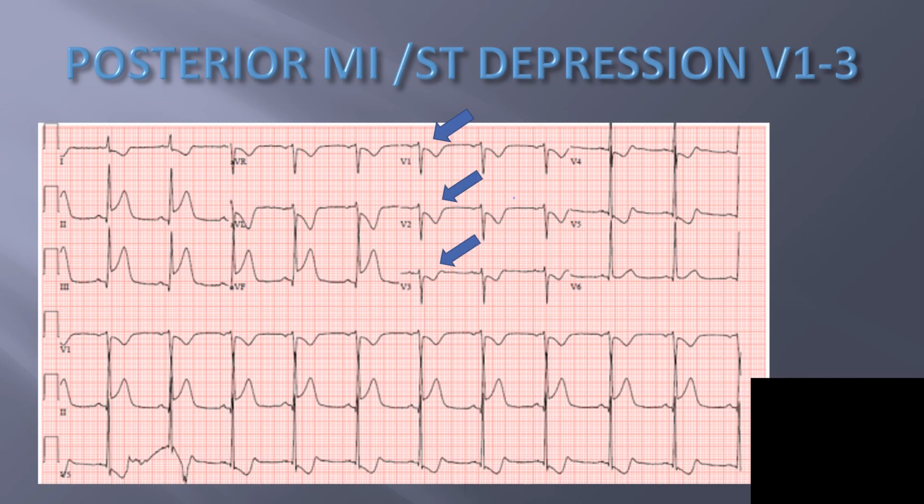This next example is a posterior MI EKG, and what you're going to see on this example is ST depression in V1 through V3. And you can see, as the arrows indicate, there is your ST depression. And that's because it's in the posterior side of the heart. You're going to see that depression in those leads V1 through 3.